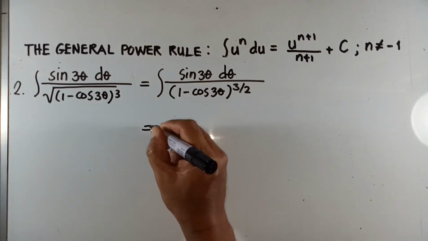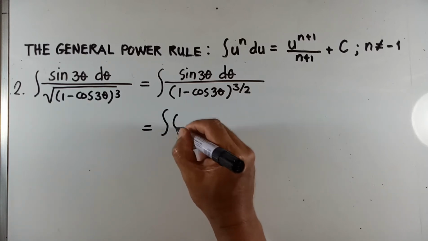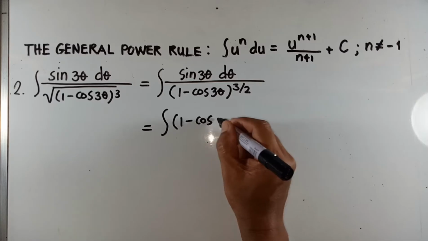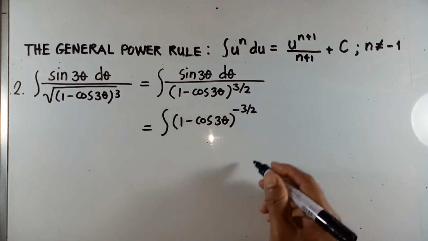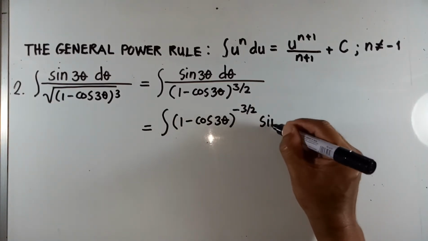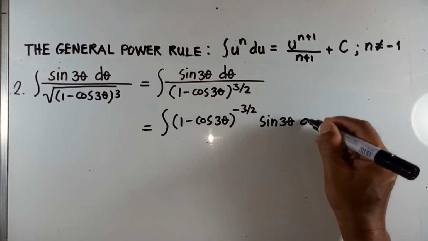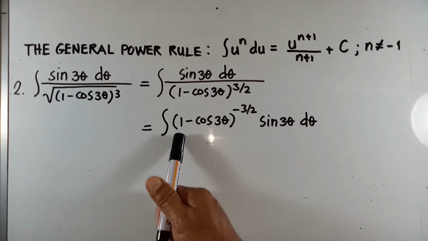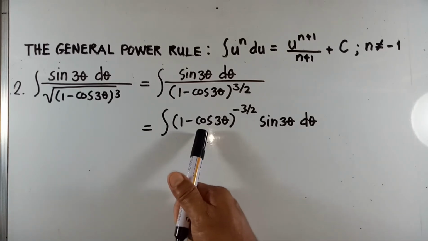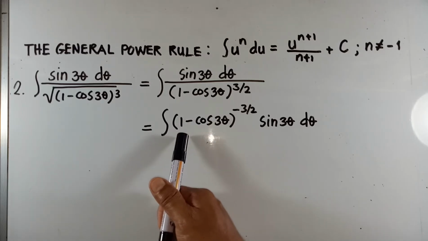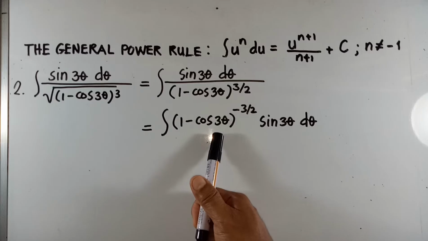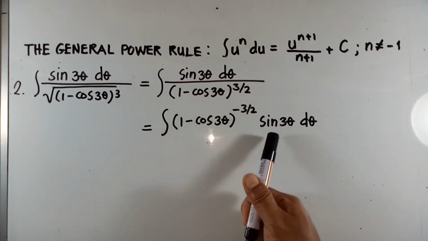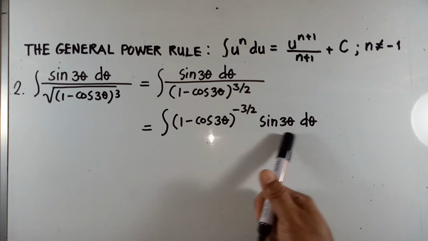So, magkakaroon tayo ngayon ng integral of (1 − cos 3θ)^(−3/2) times sine 3θ dθ. So ito yung ating u to the n. No? Yung derivative ng 1 − cos 3θ, ang derivative ng 1 ay 0, at ang derivative ng cosine of 3θ ay negative sine 3θ times 3. So, negative times negative magiging positive sine 3θ. So, ito yung ating magiging du.